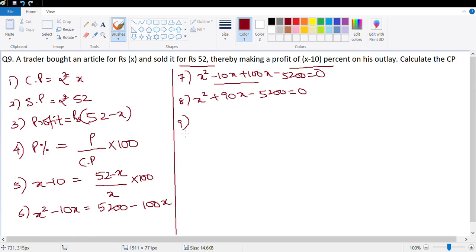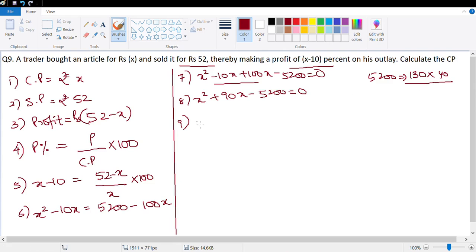I need to find factors of negative 5200, the sum of which is 90. So 52 is 13 into 4, right? So 5200 would be 130 into 40, my mistake. 5200 would be equal to 13 into 4 with 1 zero each. The difference is 90. Perfect.